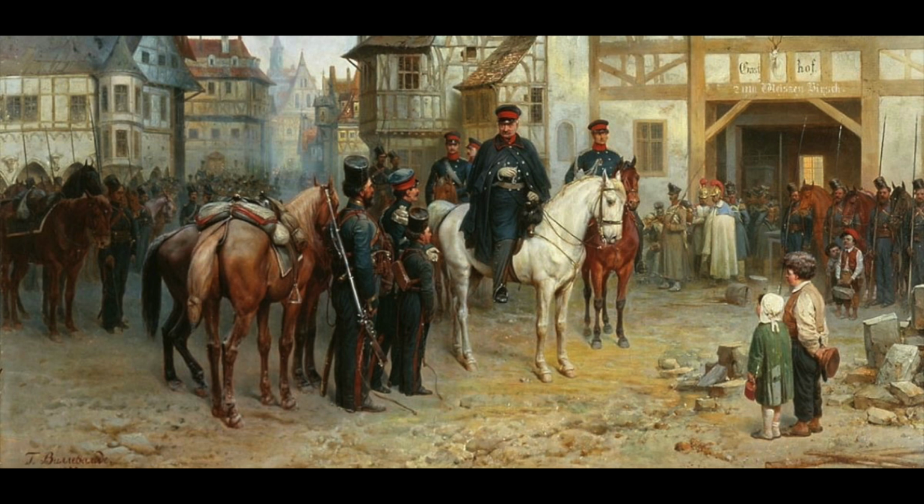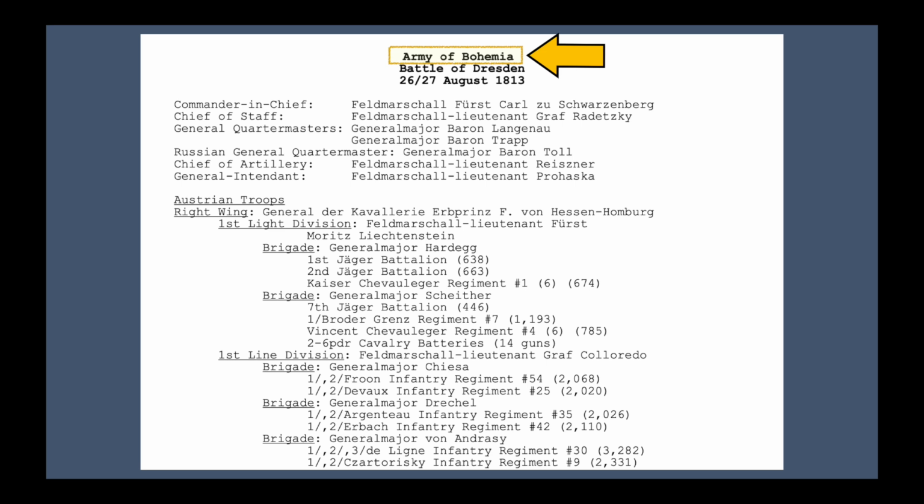One massive example of a field army is the Allied Army of Bohemia. This was an enormous amalgamation of Austrian, Russian and Prussian troops, numbering about 170,000 at Dresden, under the command of Schwarzenberg, someone who possessed various titles, both princely and military, but given his seniority in the Allied army, he can perhaps best be viewed as a generalissimo.